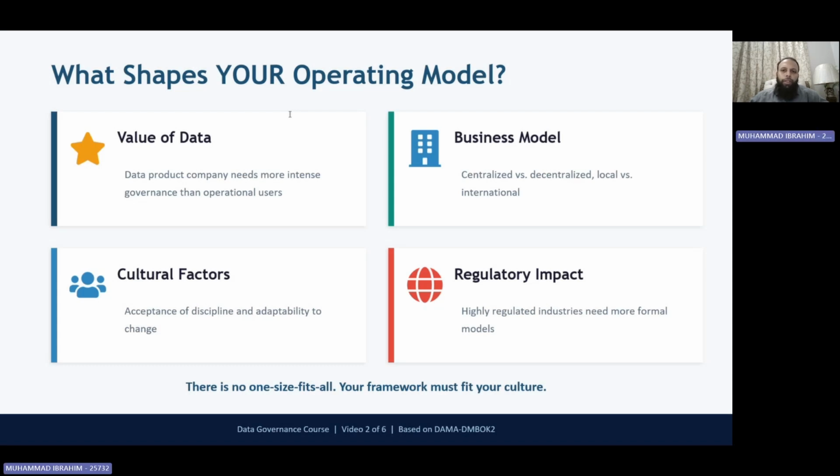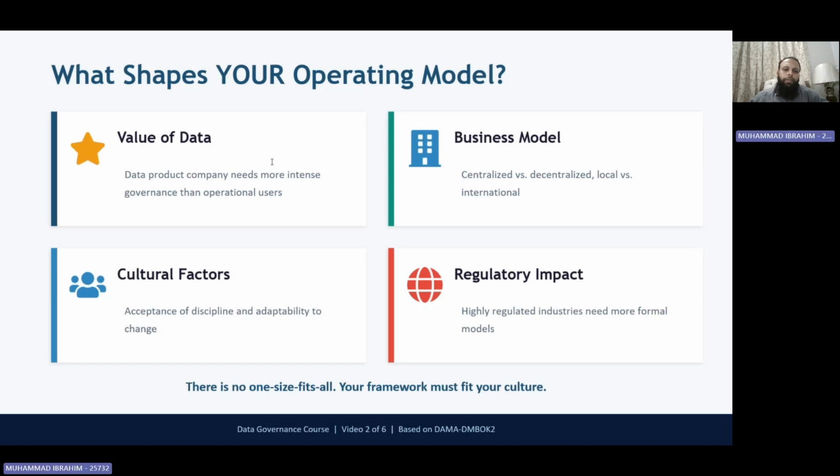Second factor is your business model. Are you centralized or decentralized? Local or international? A global organization with operations in 50 countries will need a very different governance model than a single office startup. Third factor is culture. How does your organization handle discipline and change? Some organizations thrive on formal processes and clear rules. Others resist anything that feels imposed.